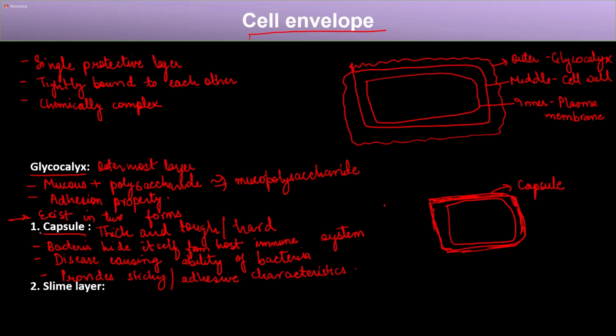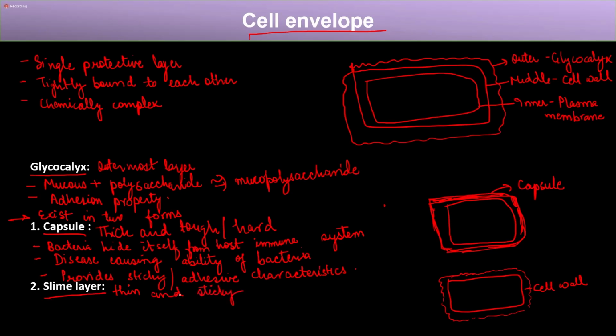Now, the second type of the glycocalyx is the slimy layer. So how does a slimy layer look? Basically, this is your cell wall, and the slimy layer will look something like this, a single kind of layer, which is irregular. So if we see from the figure, what we can write about slimy layer is that slimy layers are thin and sticky.